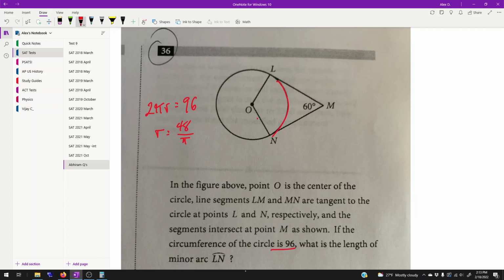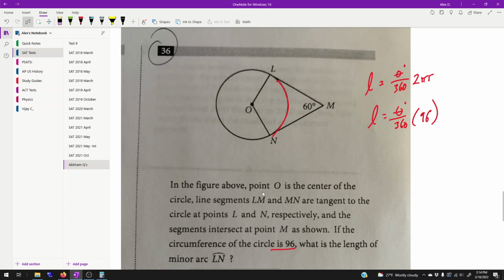Well, the path forward here, the plan: arc length is equal to the number of degrees that you care about over 360, because it's the part over the total, times the circumference, because that's the total, so 2 pi r. They've already told us that 2 pi r is 96, so the arc length is the degree measure over 360 times 96. So we might not even need the radius in this scenario. Now let's see if we can do it without.